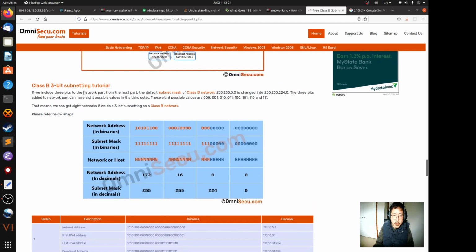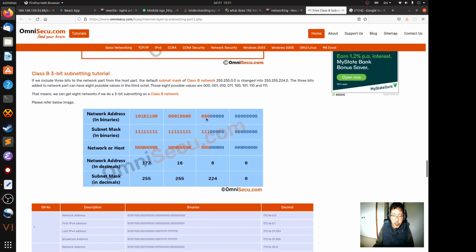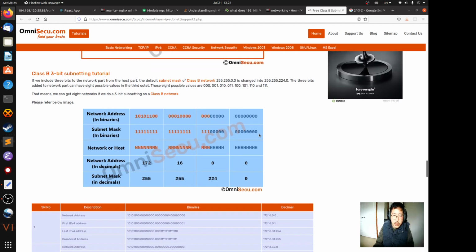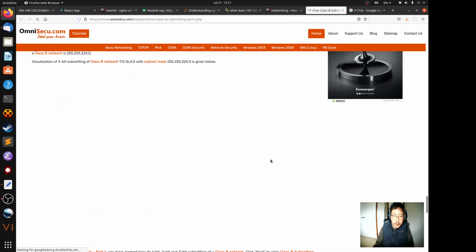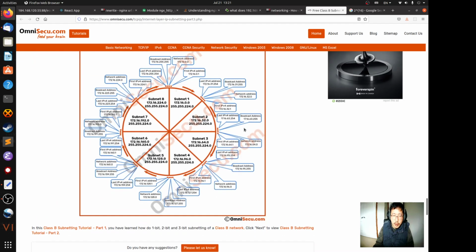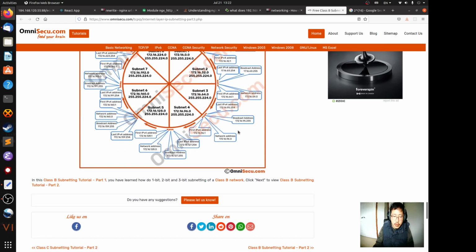Now the 3-bit subnet for class B. Now we borrowed 3 bits from the host portion. So how many subnets are there? 2 to the power of 3, 8. Okay? Come on, picture. But the picture doesn't want to load. Oh, there you go. So now there are 8 different equal size subnets. Each of them has a network address and the broadcast address, and also, of course, the usable IPs.